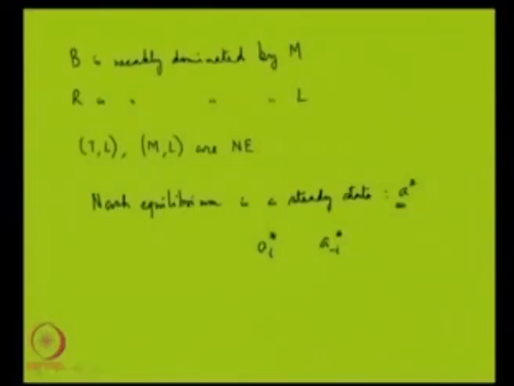But the question that remains is how did we get into this A star? There must be some beginning of the game at point zero when the game is starting. And there is no guarantee that at the start of the game itself, A star will be played. It may start with any action profile. And from that arbitrary A, how do we get into A star? That question has not been resolved so far.